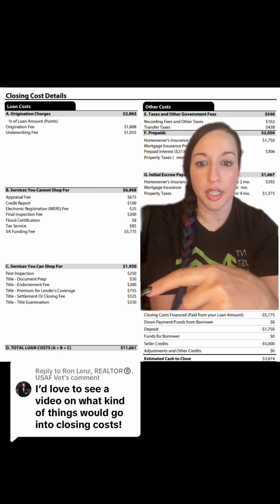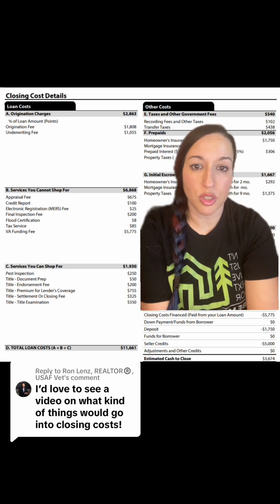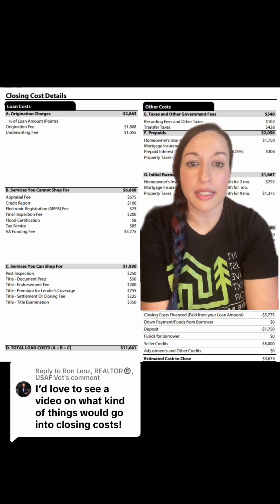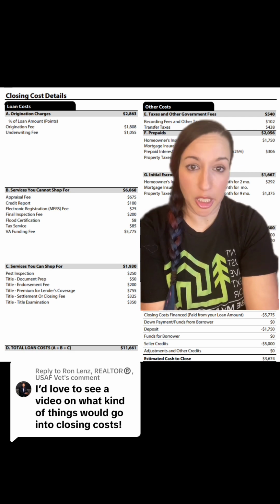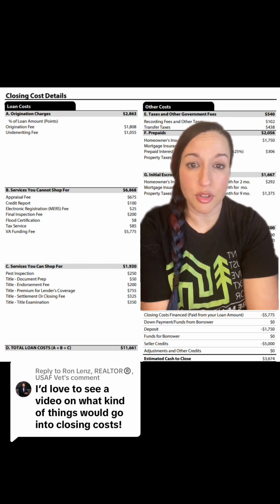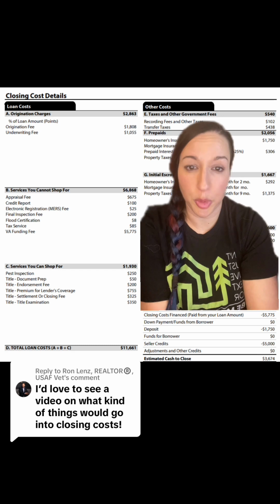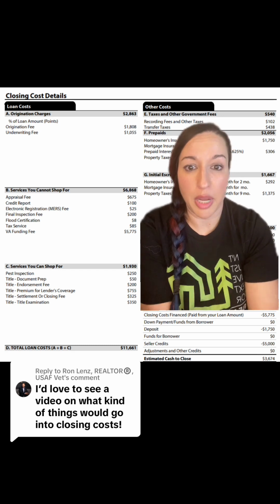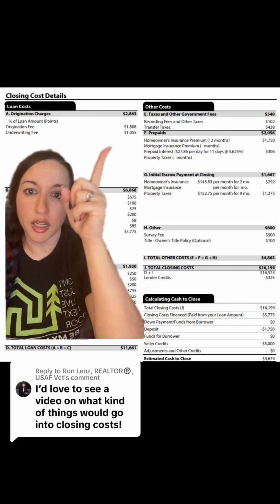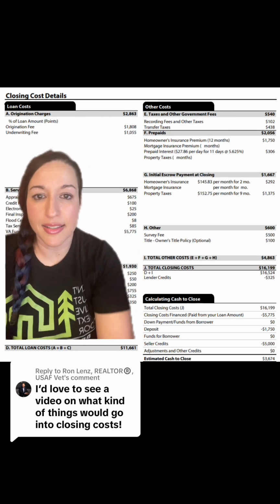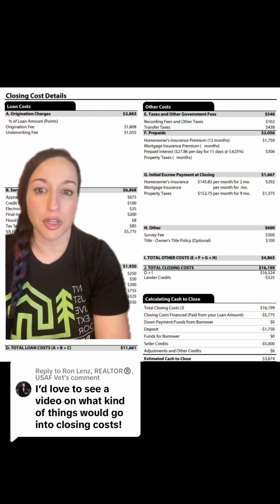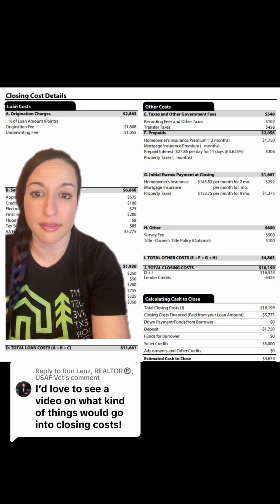Block C down here on the bottom left side is the services you can shop for. So this is where you're going to see your title work. You pick your title company whenever you go under contract. So they're going to set their own fees. We are just trying to estimate and prepare you. And then as you can see on mine, there's also the pest inspection on there. Up here in block E, we've got taxes and other government fees. These are determined for us, really straightforward, just going to be the fee that it is.